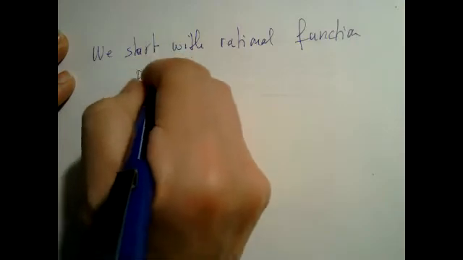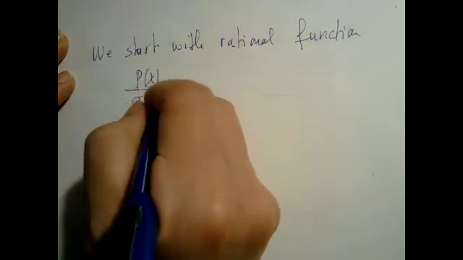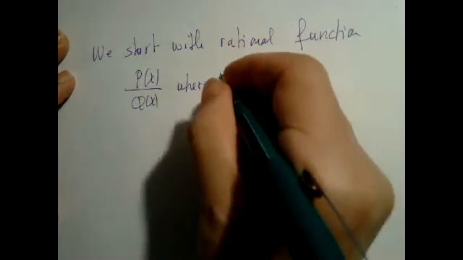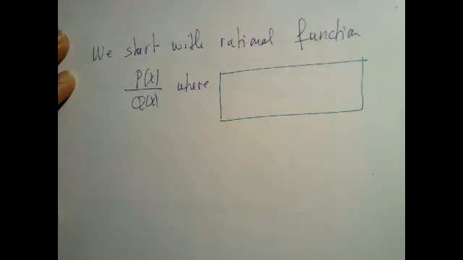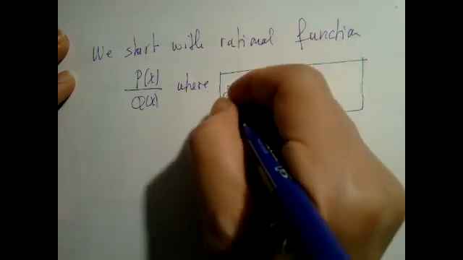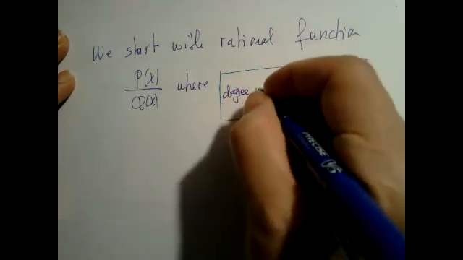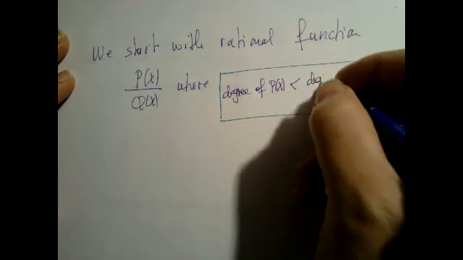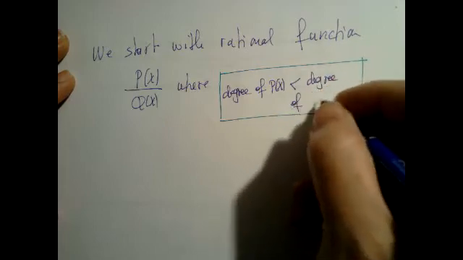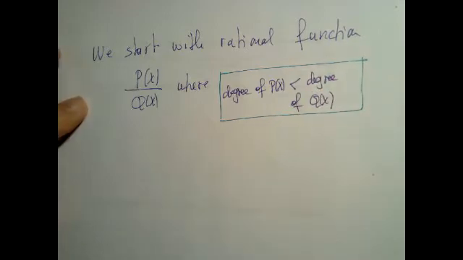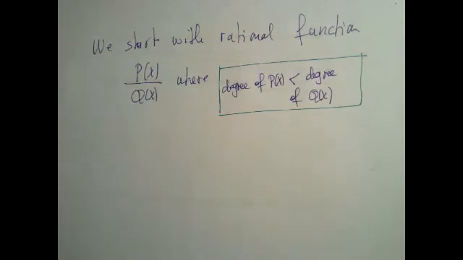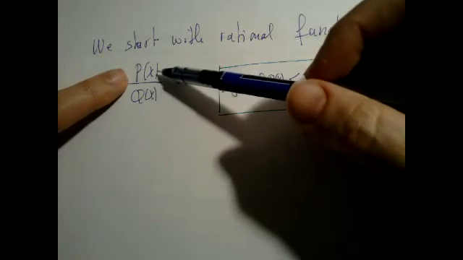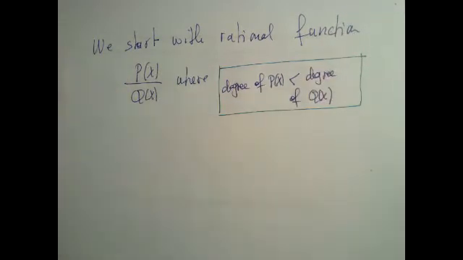P of x over Q of x, where what I'm going to be doing is going to be correct mathematically under the following condition: the degree of the numerator is strictly less than the degree of the denominator. So we're going to develop a technique today and tomorrow and the day after, but it works as long as the degree here, that's a polynomial, is less than the degree of the denominator.